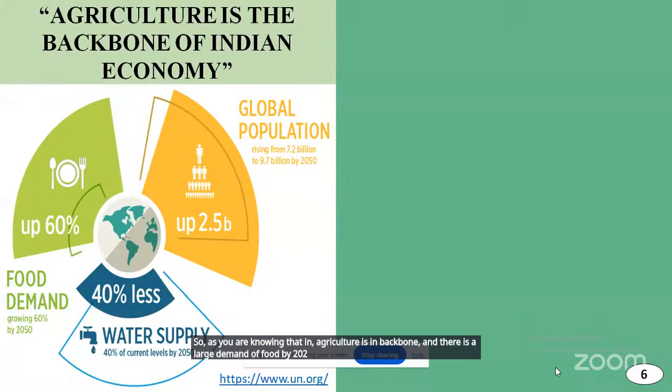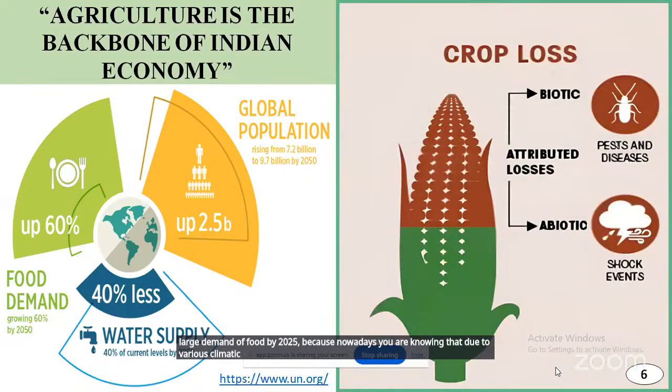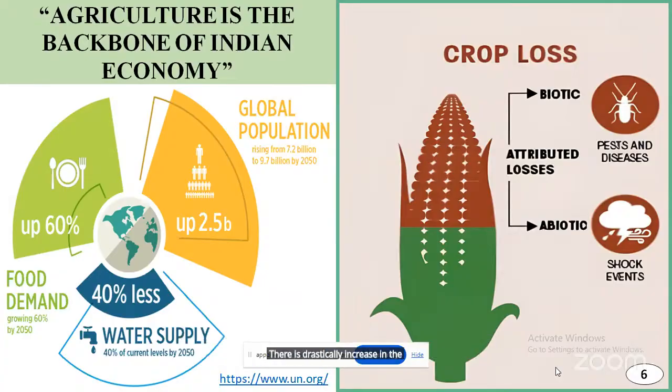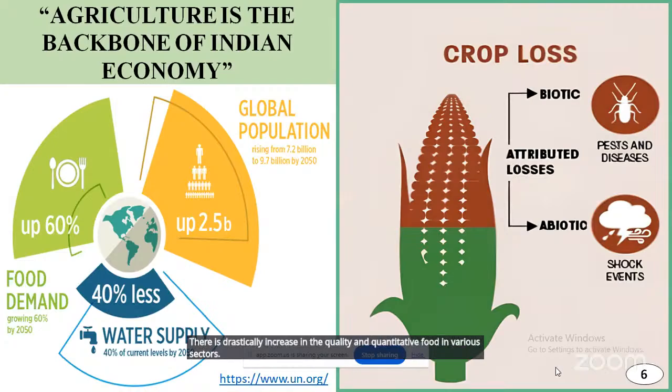2025, because nowadays you know that due to various climatic conditions and various biotic and abiotic conditions, there is a drastic decrease in the quality and quantity of food in various sectors. It may be pulses, it may be cereal, etc. But what is the major thing?